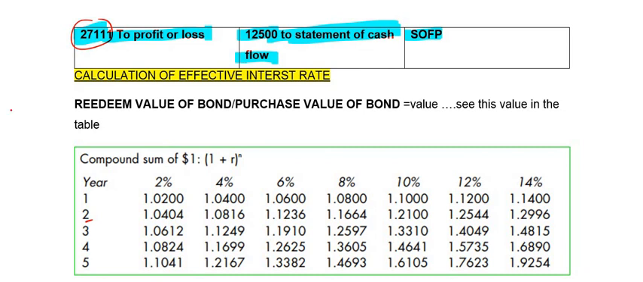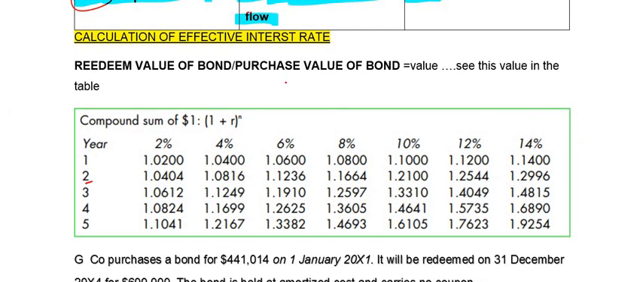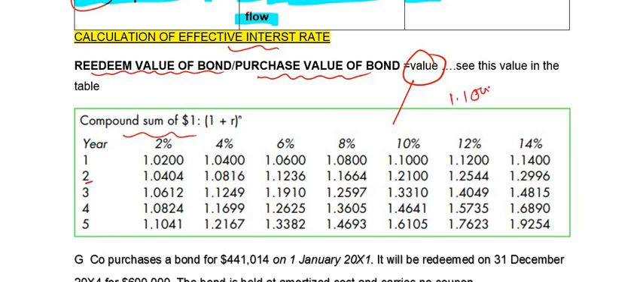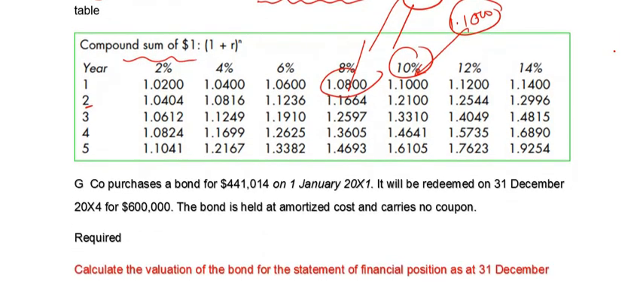Okay, fine. Now calculation of effective interest rate. If effective interest is not given, how will you calculate it? You will calculate it like this: redeemable value of the bond divided by purchase value of the bond, then you will get a value, and this value you will check in the discount factor tables. Let's say the value comes like 1.100, you will check this, so 10% will be your discount rate. Let's say it comes like 1.108. This is the technique that you have to use to calculate. Let me show you how.